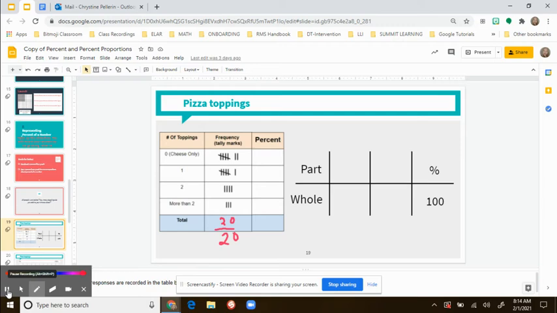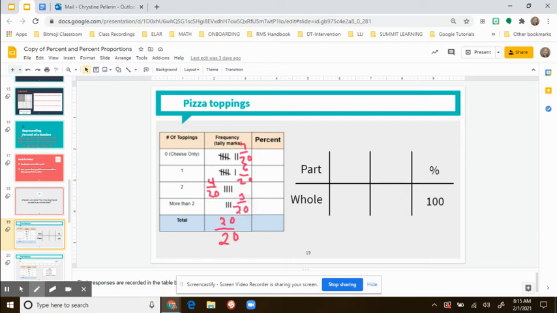So now we've got to go to all of our pizza toppings and make a fraction with it, now that we know the total is 20. So for cheese only, that would be 7 over 20, 1 topping, 6 over 20, 2 toppings, 4 over 20. I'm going to put it over here where I have room. More than 2 toppings, 3 over 20.